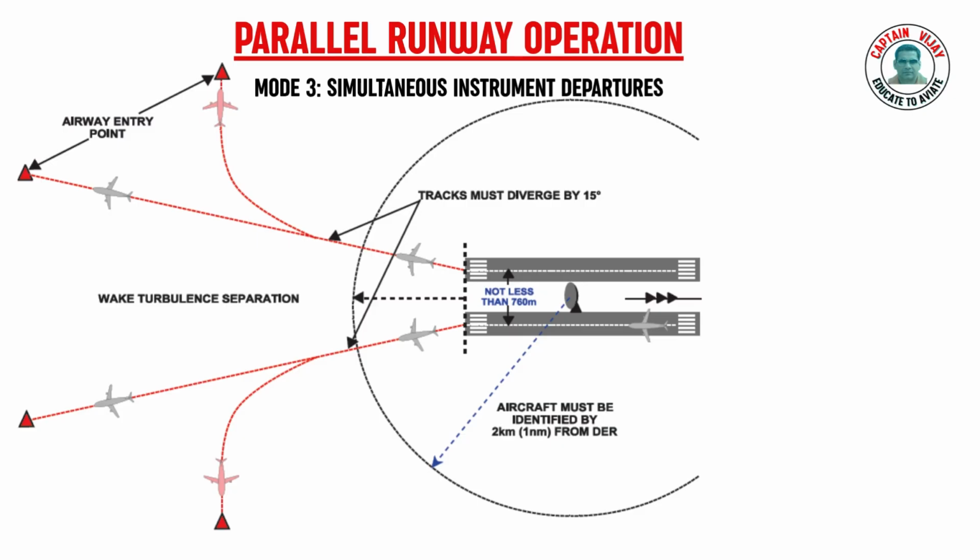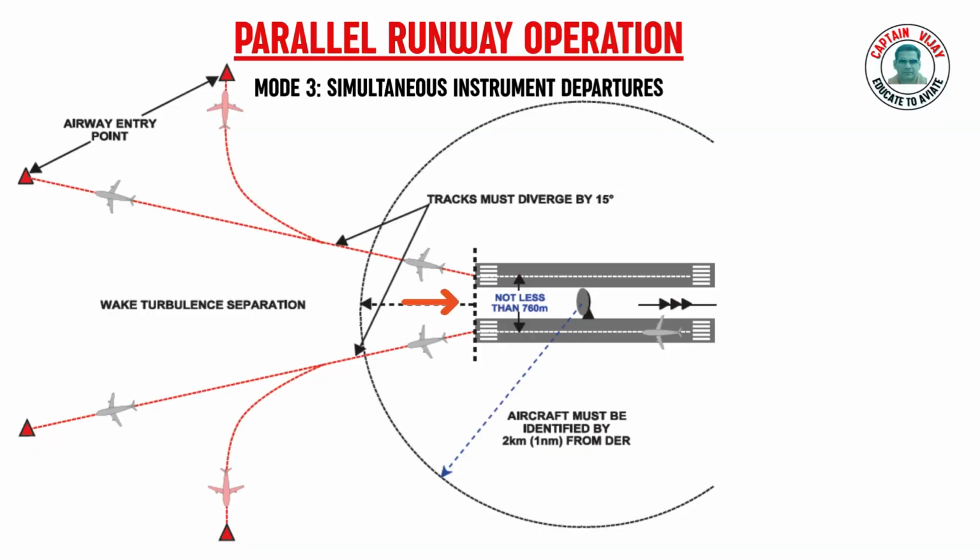Simultaneous parallel instrument departures. Similar to parallel approaches, we can have simultaneous parallel departures, and they fall in the category of mode 3 operation. So mode 3, simultaneous instrument departures. Note on the screen that for mode 3 departure, the distance between two runways has to be more than 760 meter.